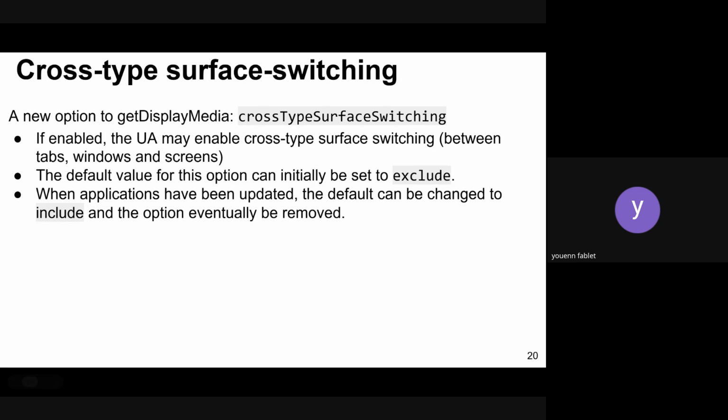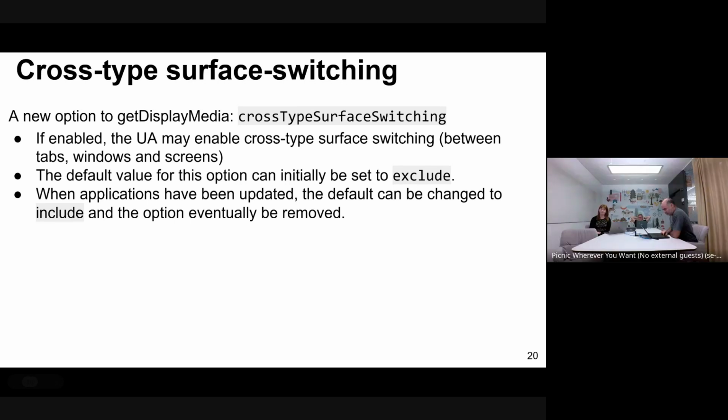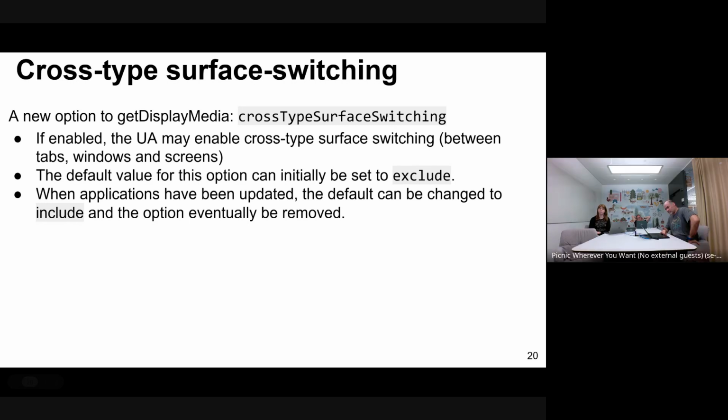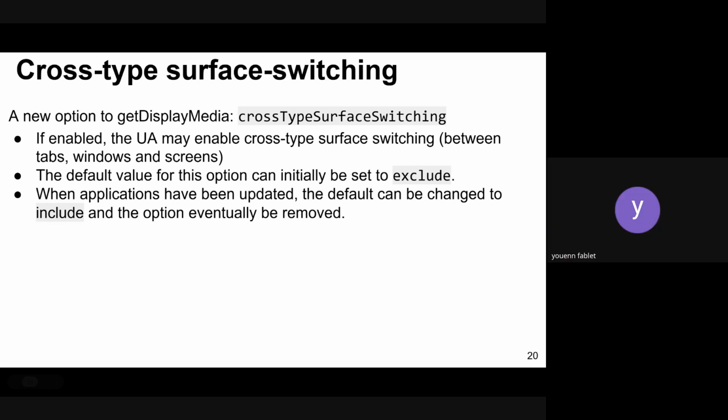It should definitely be a hint, though. The user agent should be able to do what it thinks is better for the user. And for the default value, I would not set it to exclude as a default, because it would break existing applications like Safari, for instance. So yeah, I would tend to use include as the default.